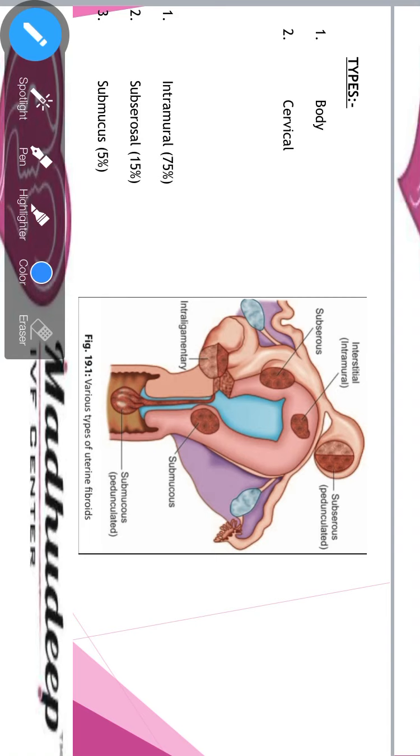Sometimes the fibroid has a pedicle, so it is a polyp-like structure. The pedicle is there and the fibroid is hanging like a clock. So that is called a fibroid polyp.